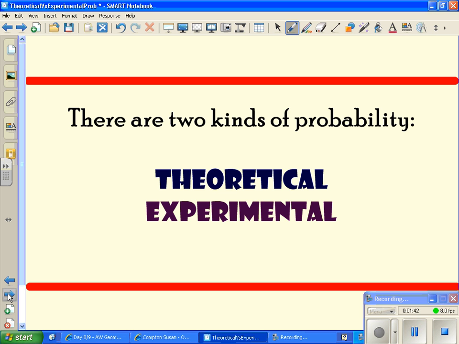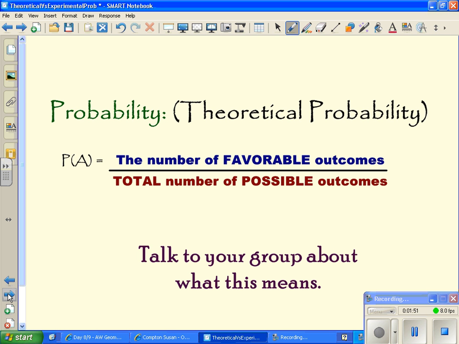There are 2 kinds of probability, theoretical and experimental, which is the title of this lesson. So these are the 2 kinds of probability. Theoretical probability, the way you would write this is the probability of A is the number of favorable outcomes divided by the total number of possible outcomes. Please pause the video and write these 2 statements down in your notes.